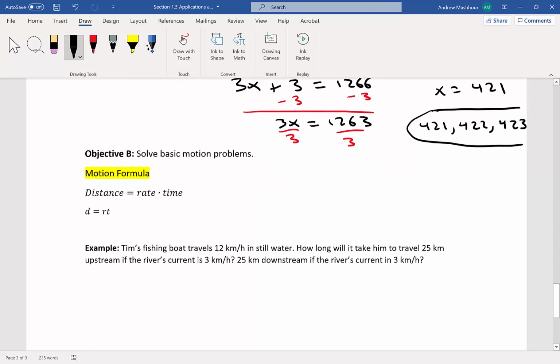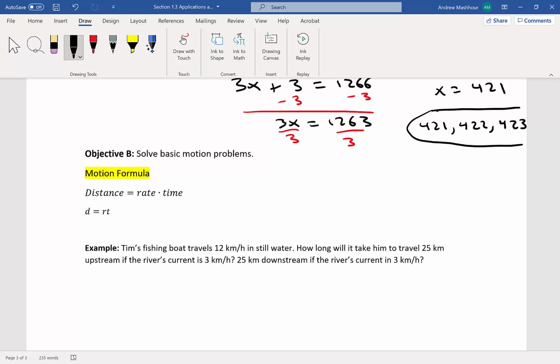Okay. So we're given Tim's fishing boat travels 12 kilometers per hour in still water. What it means in still water is that there is no current. So if there's no current, this boat travels 12 kilometers per hour. Now it's asking how long will it take him to travel 25 kilometers upstream if the river's current is 3 kilometers per hour, and then also 25 kilometers downstream if the river's current is 3 kilometers per hour.